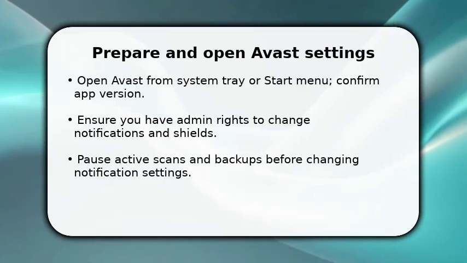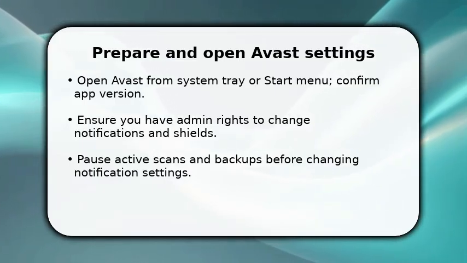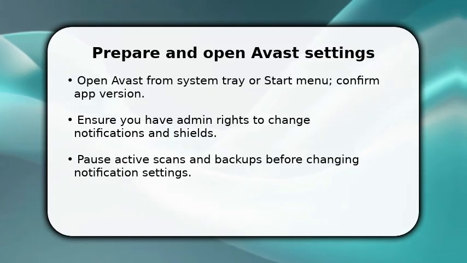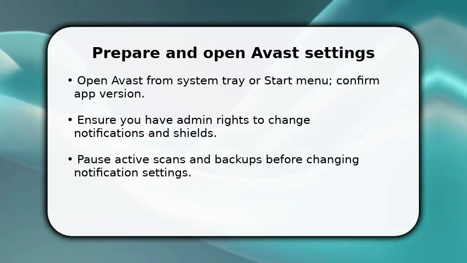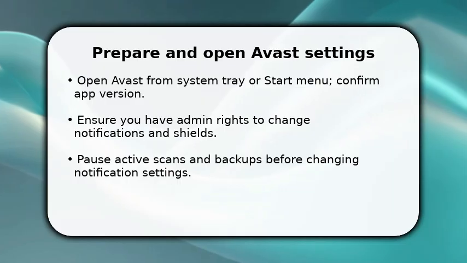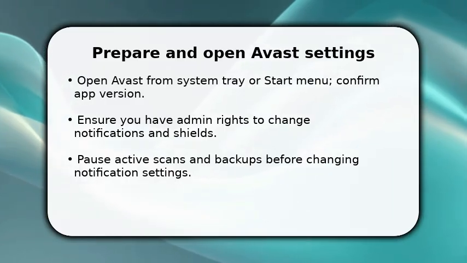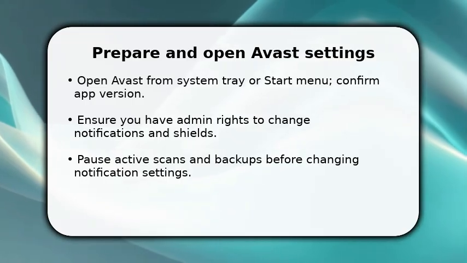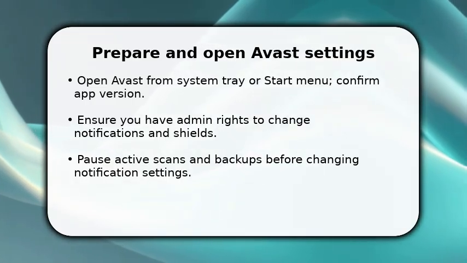You start by opening Avast and going straight to Settings so you can change notifications now. Once the app is open, make sure you're signed in as an administrator. Without that, some controls stay locked. Pause any active scans or backups so notifications don't reappear while you change options. Then navigate to General Notifications to begin.